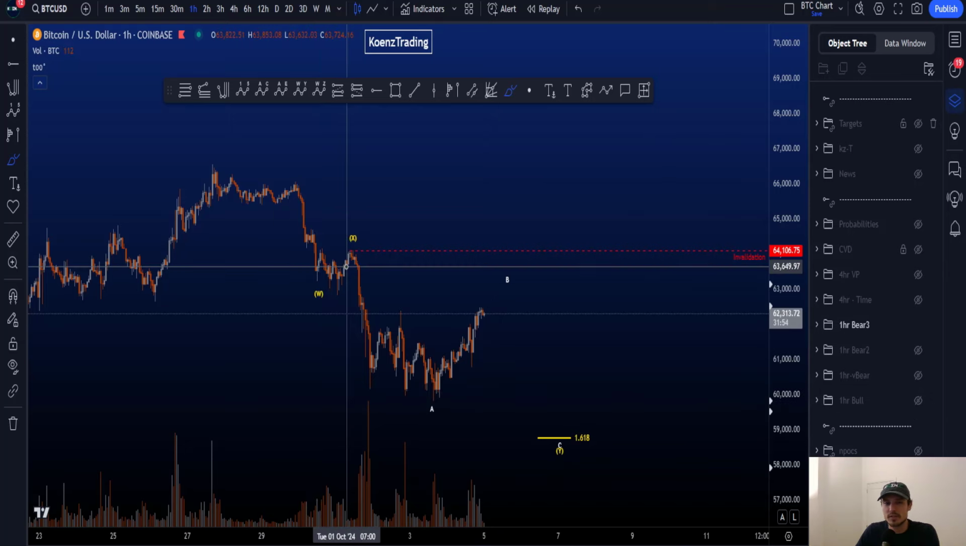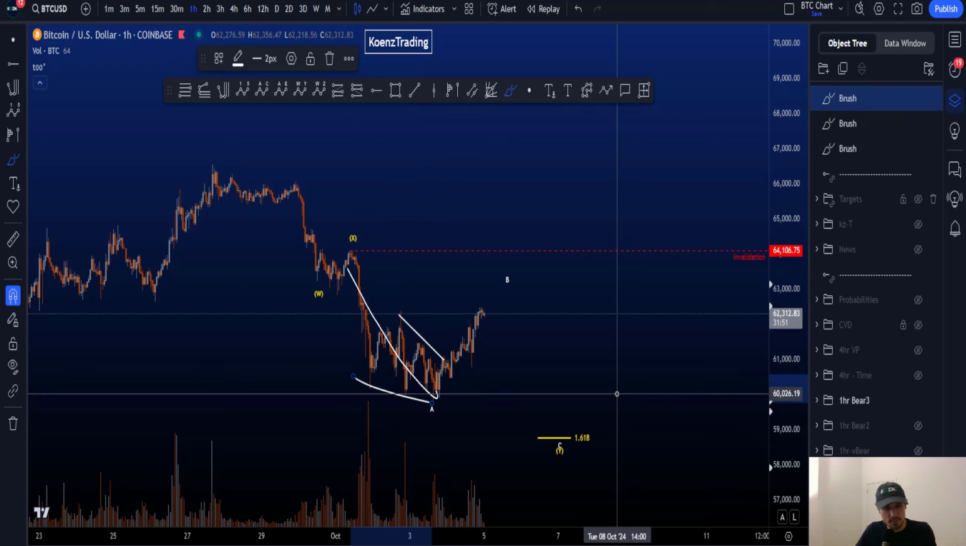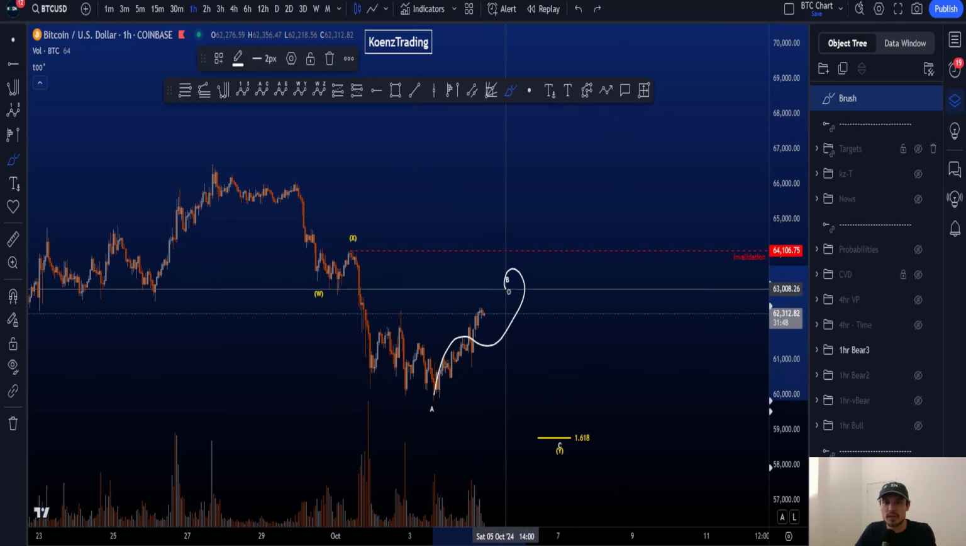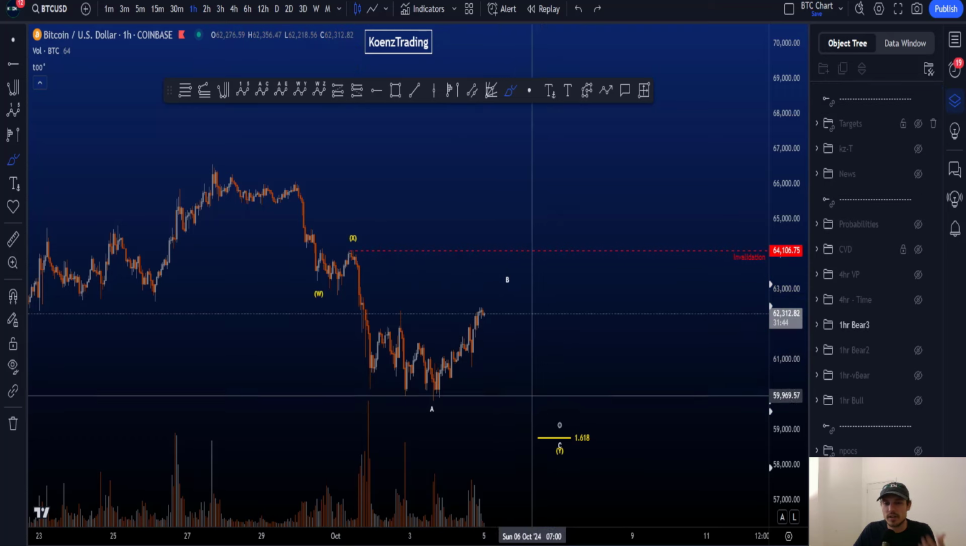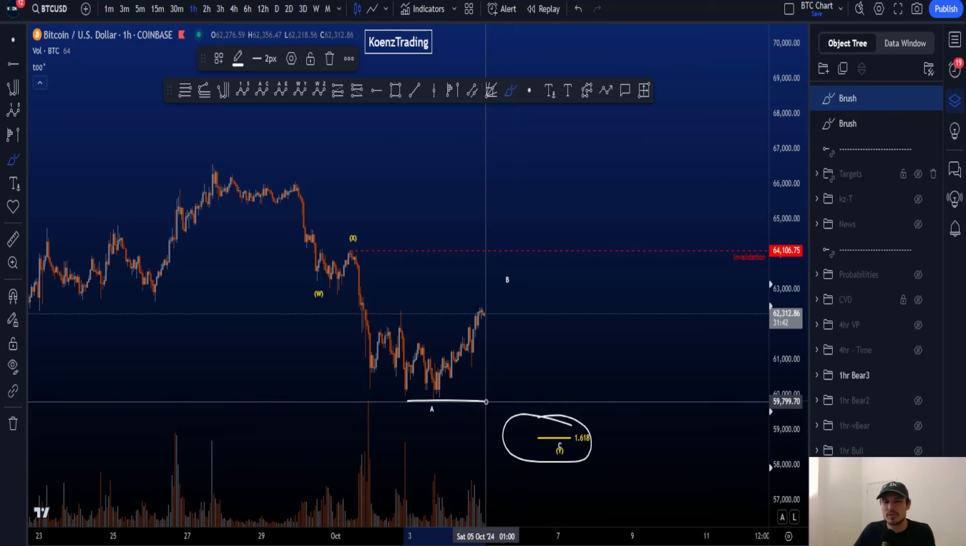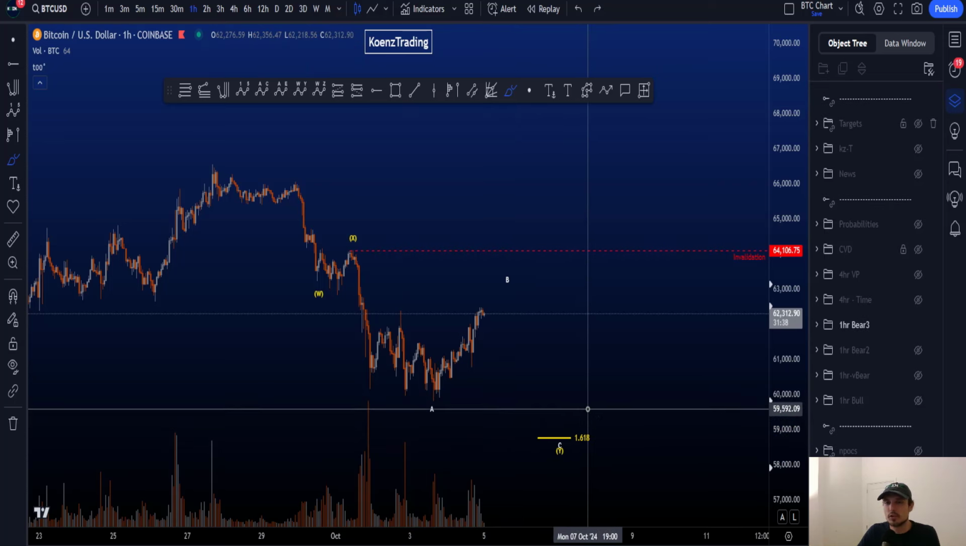But in this particular scenario, this diagonal would then only be a wave A. You're working on a wave B, and then another C down. Invalidation is the high, but then you look for another C down, and then pretty much below this low, all that is left is the 1.618, which is a little less common.